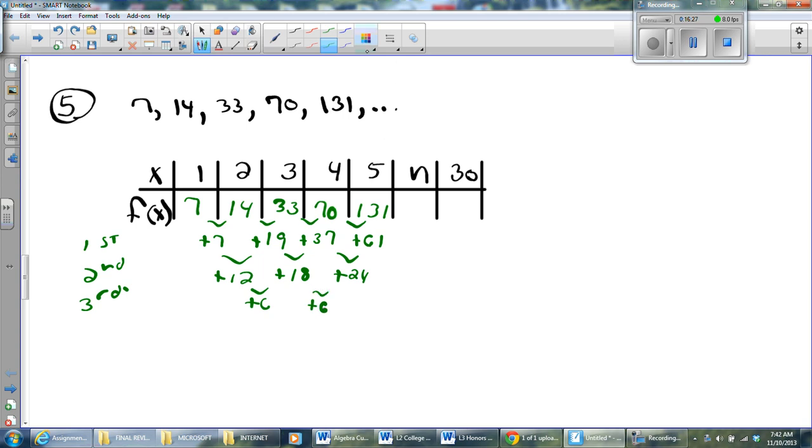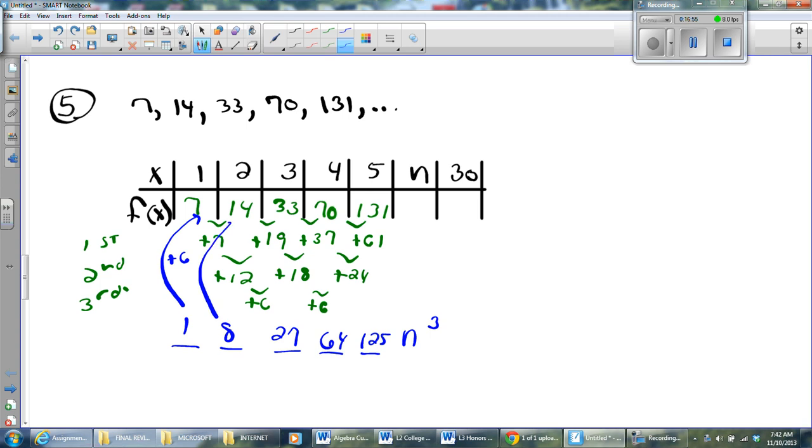Since the third difference is the same, I'll bet that it's going to be something like n to the third power. Notice I didn't get a 3 there. Okay, so the third difference is the same, n to the third. So I'm going to cube all these numbers. I'm going to get 1, 8, 27, 64, and 125. So how do I turn 1 into 7? Well, I add 6. 8 to 14, add 6. 125 to 131, add 6.